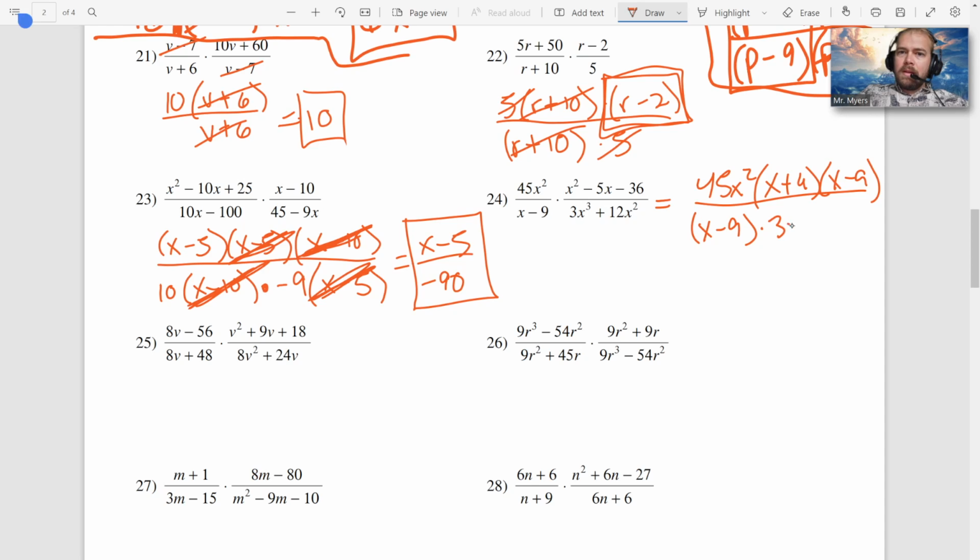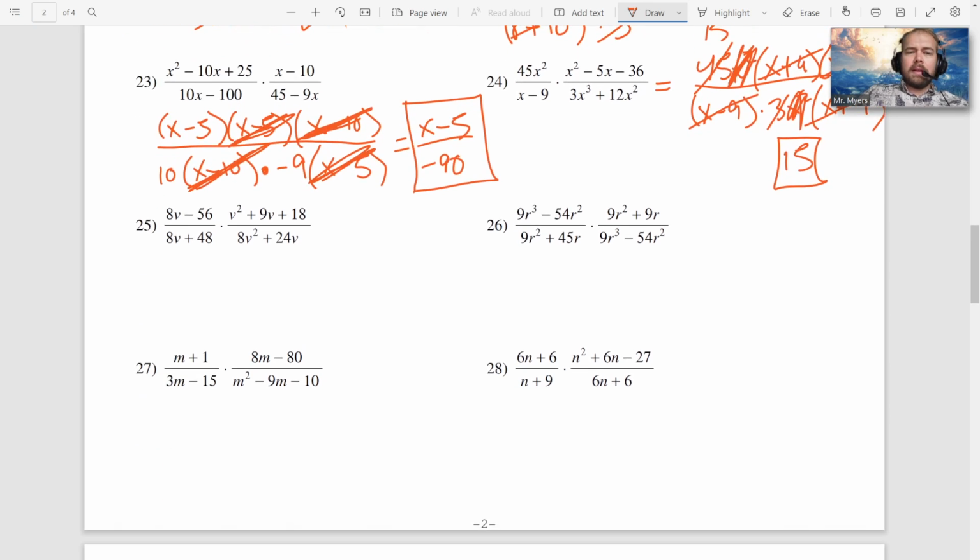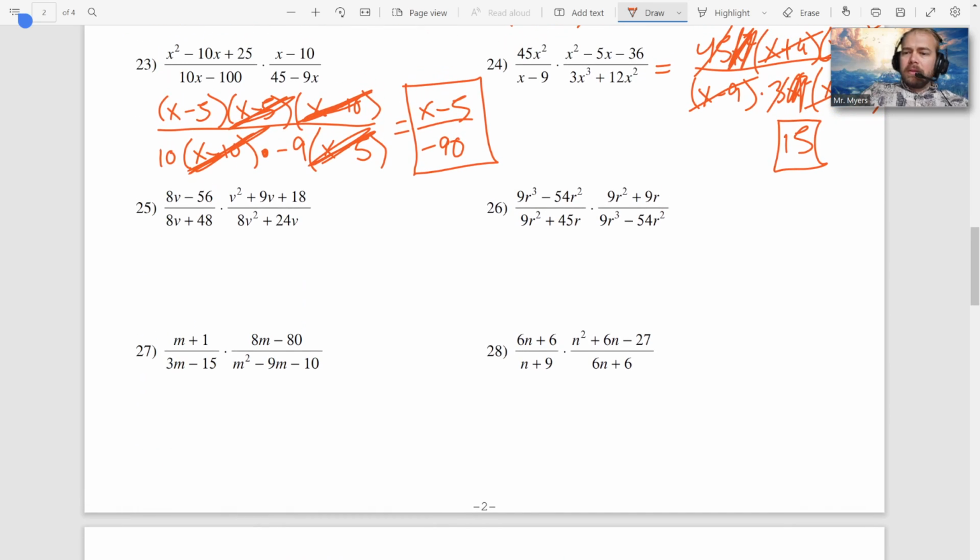And 3x squared with x plus 4 left over. Right, x plus 4s, x minus 9s. 45 over 3 is 15. And the x squareds cancel as well. Wow, this one really simplified. It went all the way down to just a number from all that. That's crazy. And now we're on the last 4.